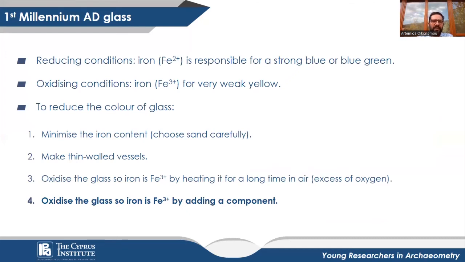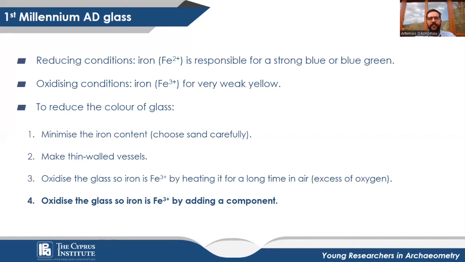Then they could make very thin walls of the vessels in order to have less blue-green color. For example, if you get a piece of modern colorless glass and observe it in the cross section, the glass becomes very greenish, I would say, and I'm sure all of you have noticed that. But when you see it in the smaller dimension, then it becomes colorless again. But making thin walls would make the glass very fragile.